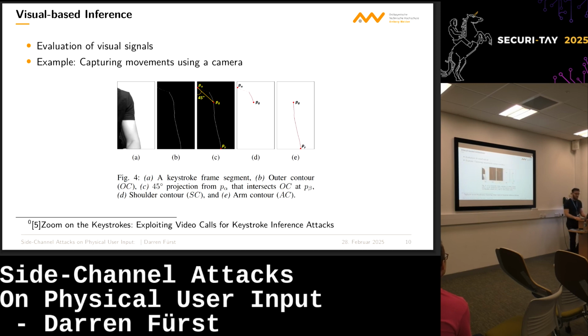And then visual-based, this doesn't mean you have to look at the keyboard itself. It can also be more interesting, as they did here. So everyone probably knows the scenario. You're in a meeting and working while doing this.